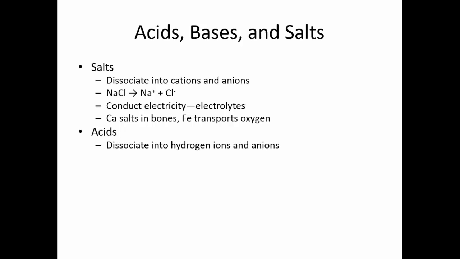Acids will dissociate into hydrogen ions and anions. In other words, their cation is always a hydrogen ion. So hydrochloric acid dissociates into hydrogen ions and chloride. The fact that we get hydrogen ions tells us we're dealing with an acid.